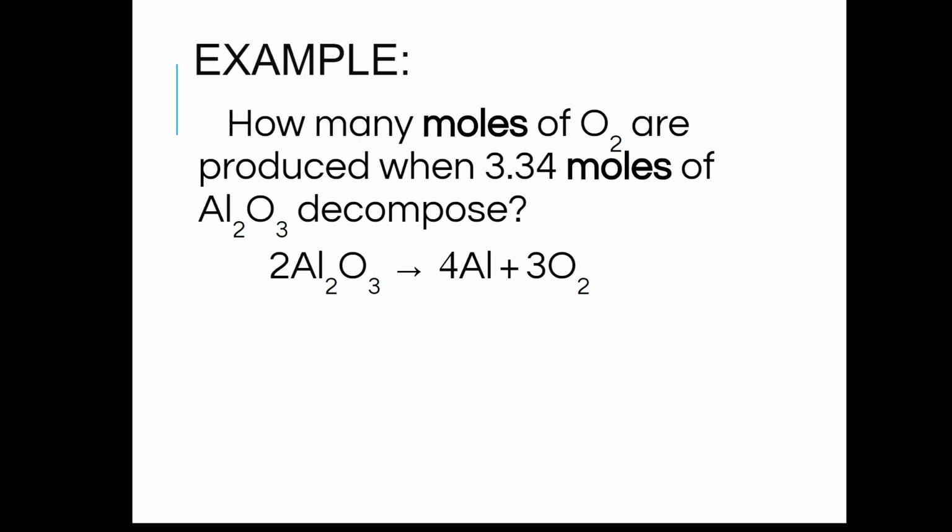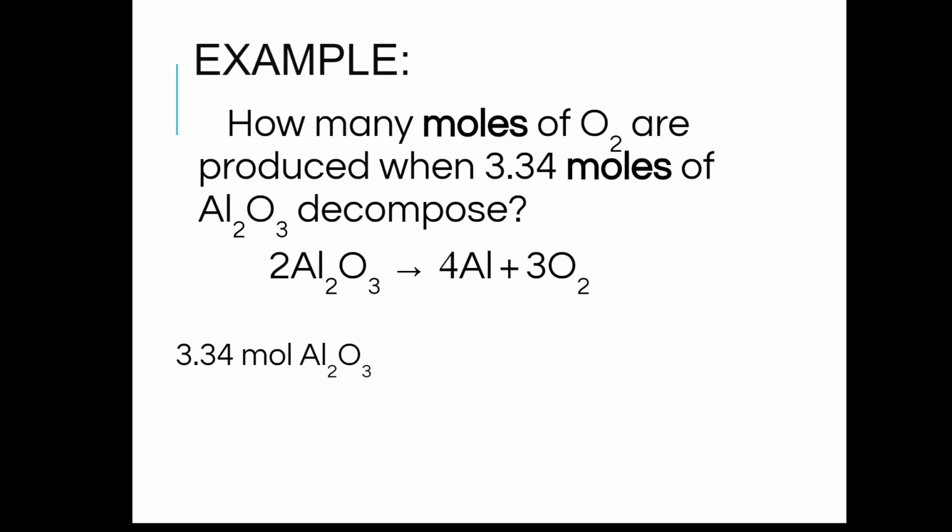So let's go ahead and start with this one. It's going to say, how many moles of O2 are produced when 3.34 moles of Al2O3 decompose? Okay? So our first step, we're going to need to write down what we have. This is kind of like our mole conversion problems here. Alright? And we have 3.34 moles of Al2O3.